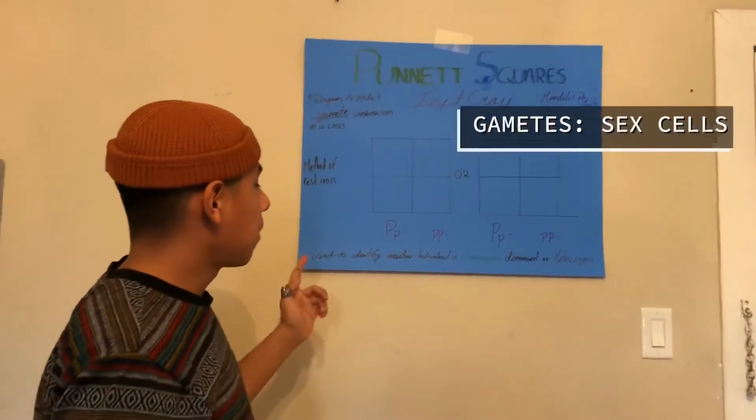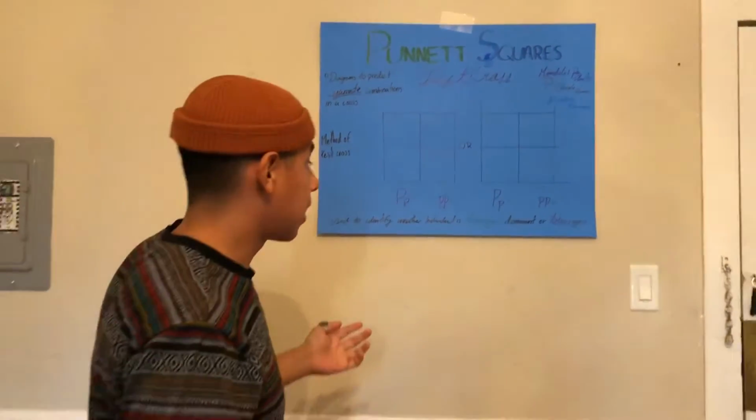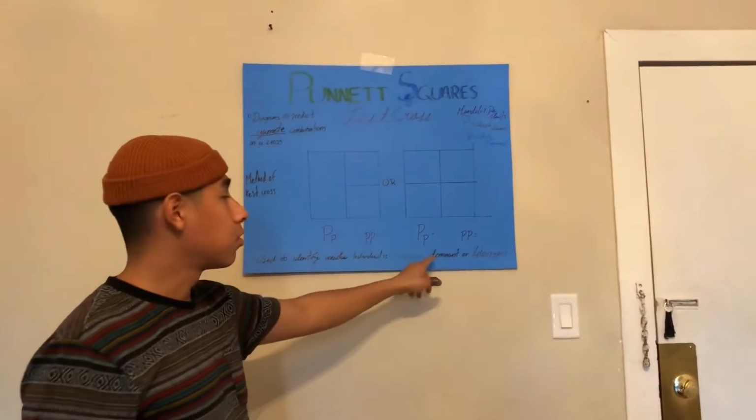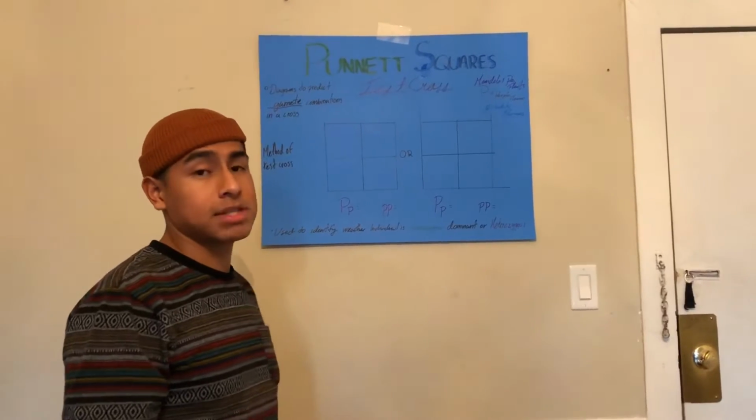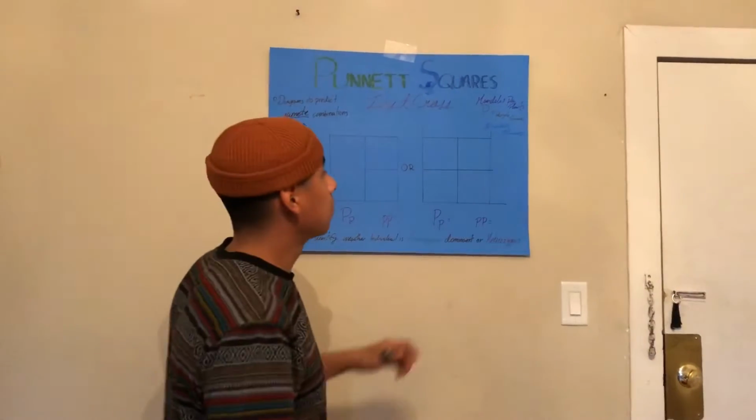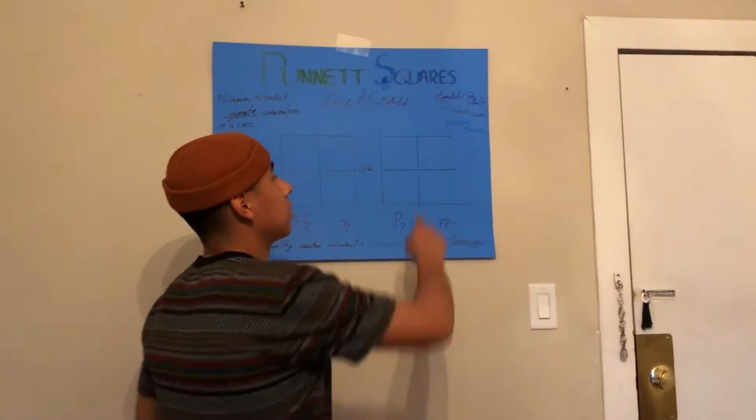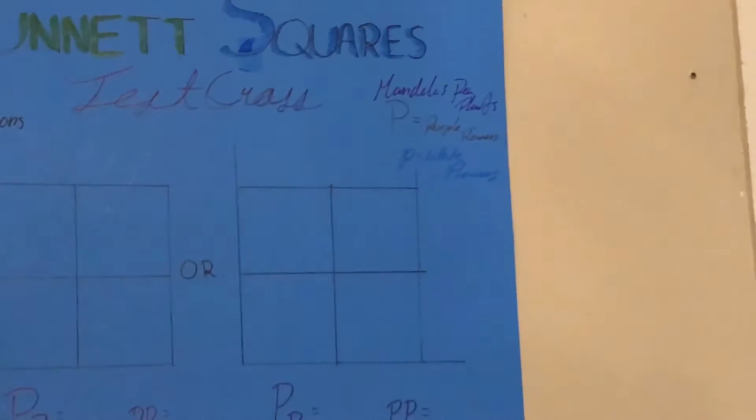They're used to identify whether an individual is homozygous or heterozygous, which basically means the individual could have two dominant alleles, or it could be heterozygous and have one dominant allele and one recessive allele. So we're going to use Mendel's pea plants example. The capital case would be purple flowers, lowercase would be white flowers.